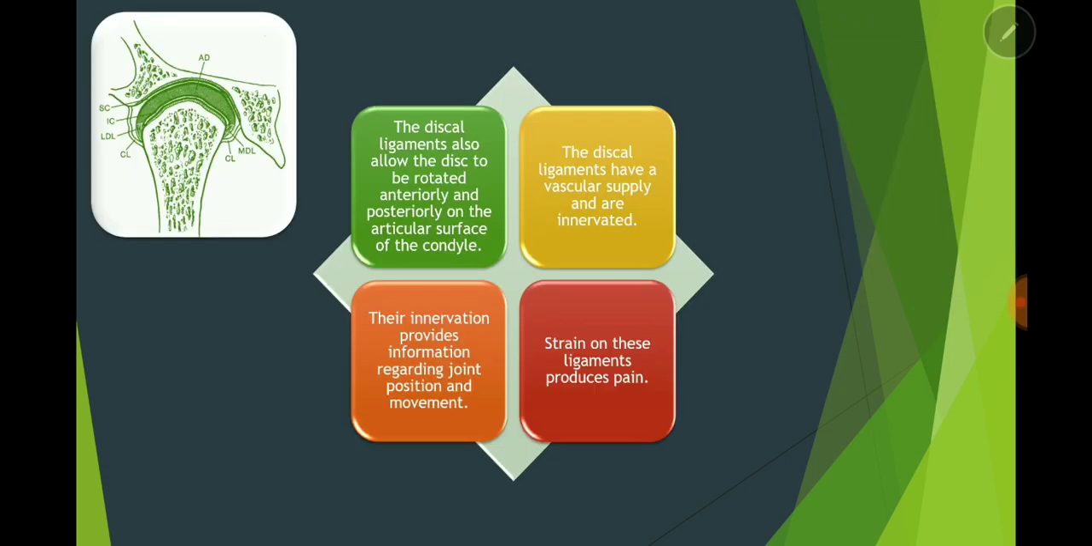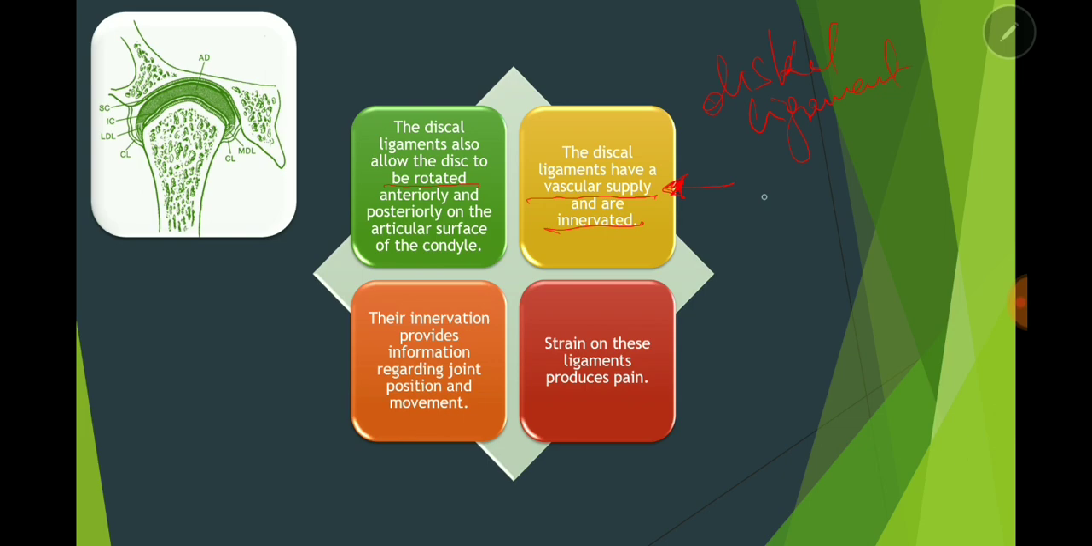The discal ligaments also allow the disc to be rotated anteriorly and posteriorly onto the articular surface. And the discal ligaments have vascular supply. The disc does not have any vessels, and it doesn't have any nerves. However, the discal ligaments, or the other name, collateral ligaments, have blood vessels, and they also have nerves.